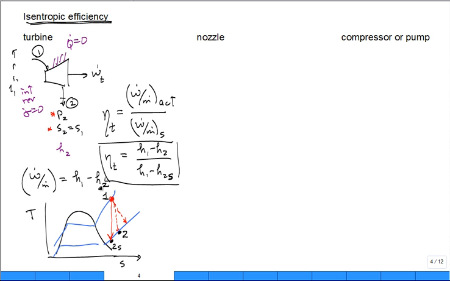A lot of times you'll be given information and then you'll calculate the efficiency. Sometimes you'll be given the efficiency and then you have to calculate the performance. You change problems around.